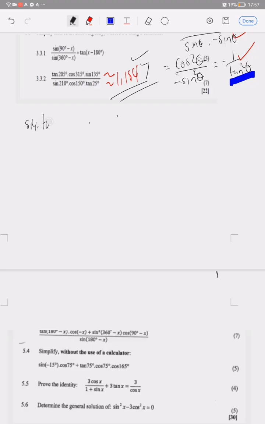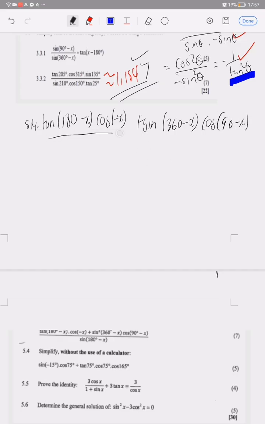5.3: tan of (180 minus x), cos of negative x, plus sine of (360 minus x), cos of (90 minus x), over sine of (180 minus x). All right, remember, a change is changing something, you get a mark. A correct change, you get a mark.